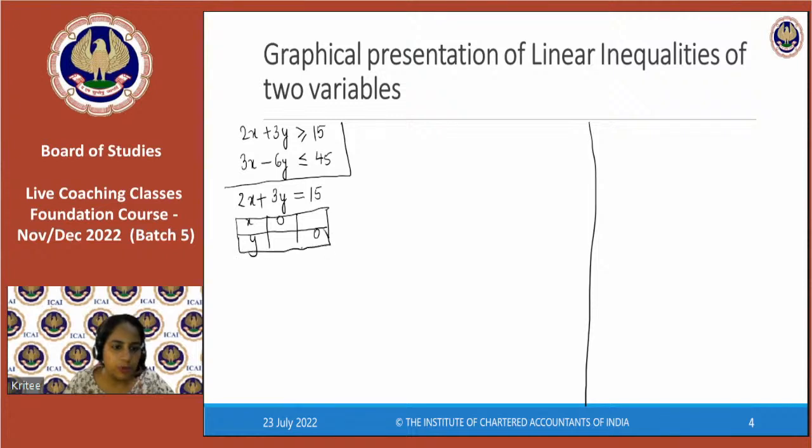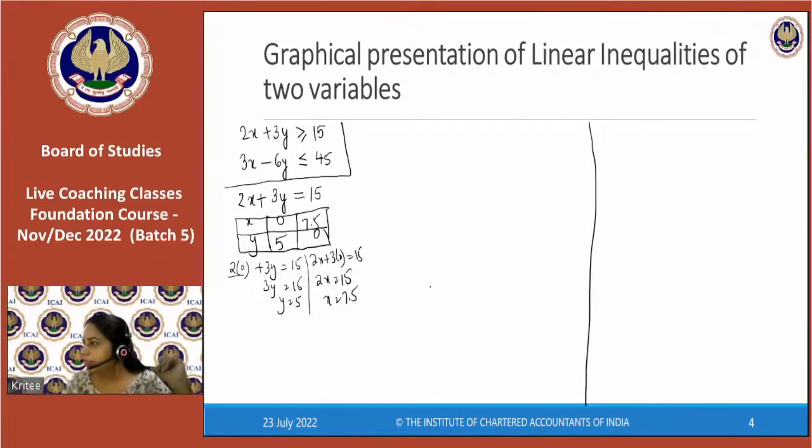We just need 2 points to plot a line. When x is equal to 0, 2 into 0 plus 3y equals 15. So this becomes 3y equals 15, so the value of y is 5. When y is equal to 0, 2x plus 3 into 0 equals 15. 2x is equal to 15, x is equal to 7.5.